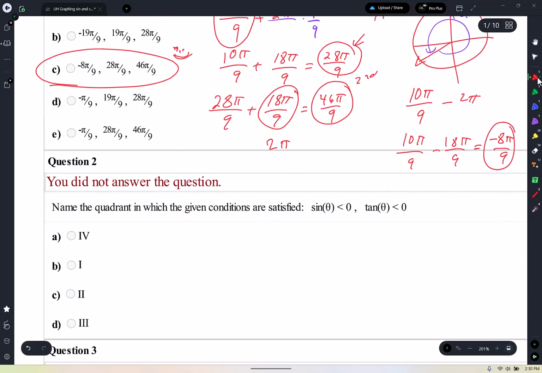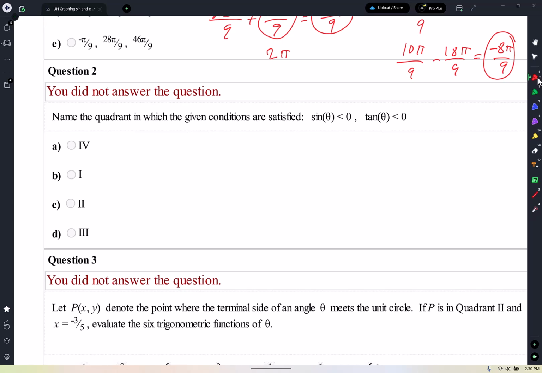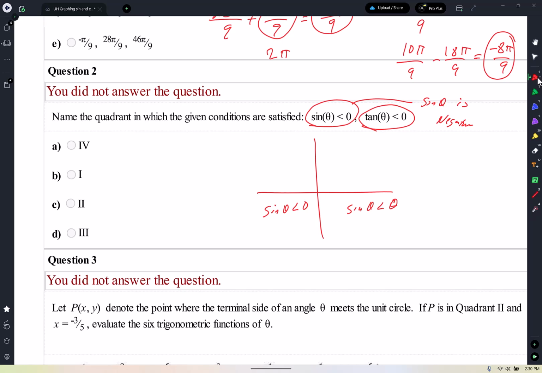All right, second question. Name the quadrant in which the given conditions are satisfied. So here we go. This says sine is negative. Where is sine negative? Remember, sine is the y value. Sine is negative in quadrant 3 and in quadrant 4. That's what sine less than 0 means: sine theta is negative. And then it wants to know where tan is negative. Well, tan is negative in quadrant 2 and in quadrant 4. Do you guys see that? So which one has both of them? Quadrant 4.